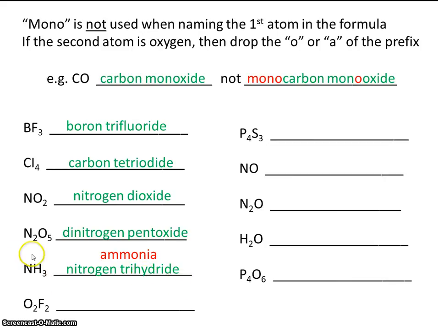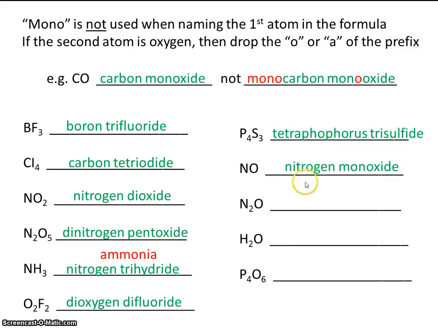So NH3 is called ammonia. This has 2 oxygens and 2 fluorines. So it's dioxygen difluoride. Here we have 4 phosphorus and 3 sulfurs. So tetraphosphorus trisulfide. We have 1 nitrogen and 1 oxygen. So that's just nitrogen monoxide. Hopefully you did not say mononitrogen monoxide.